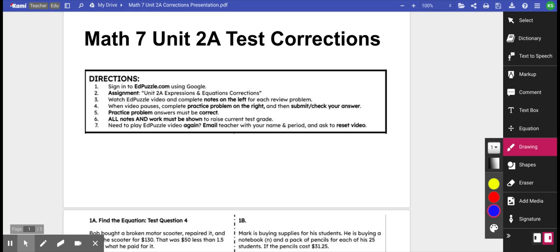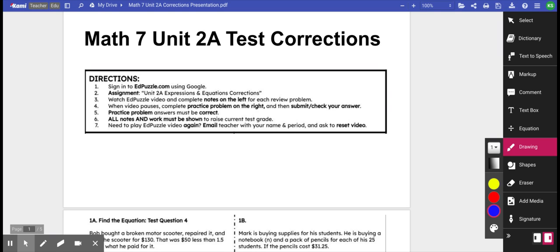You'll watch the Edpuzzle video. You'll take notes for each problem on the left. And when the video pauses, you will complete the practice problem on the right and submit/check your answer, so that it'll pause and it'll have the question for you. You have to answer it and then you can continue. The practice problem answer must be correct. All notes and work must be shown to raise the current test grade.